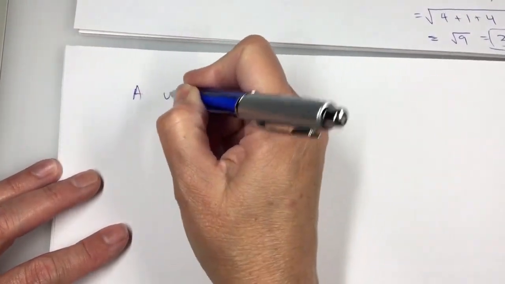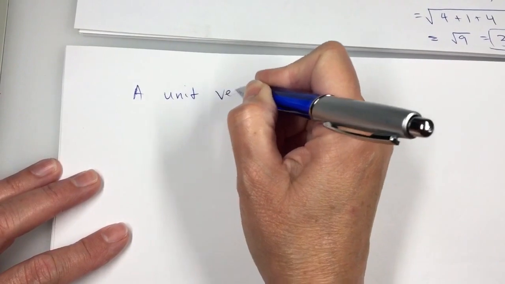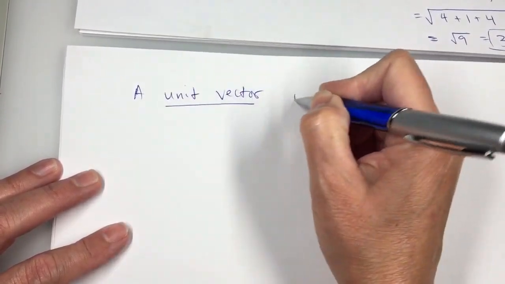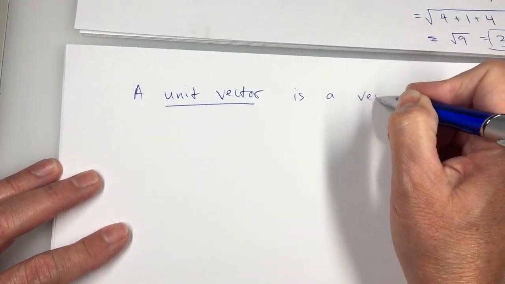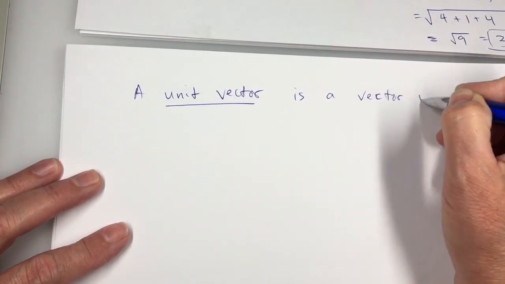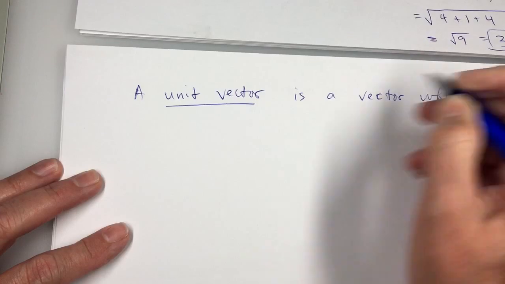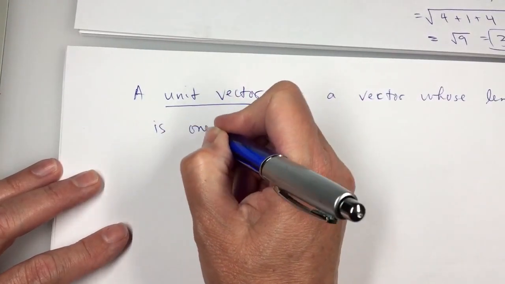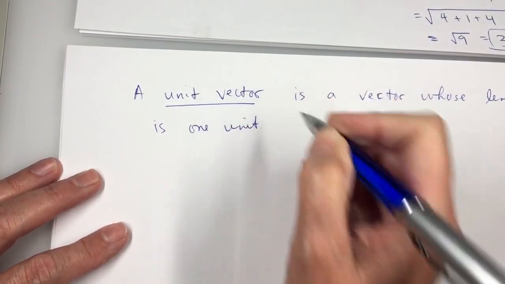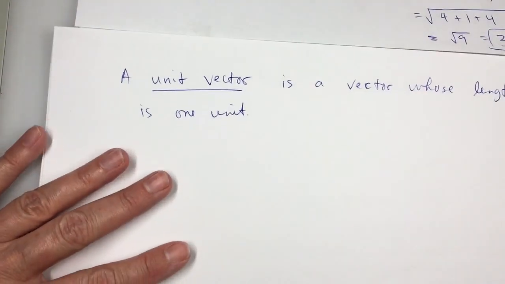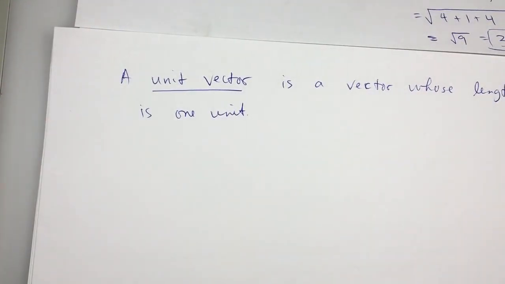So a unit vector is a vector whose length is 1 unit. And so I, J, and K, and whatever space you're in, those vectors are unit vectors.